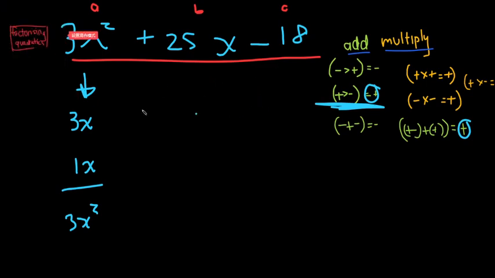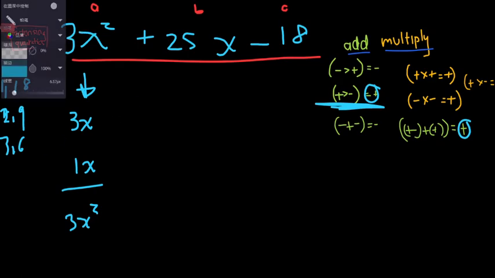Alright, let's go with negative 18. What are the factors of 18? Forget about the negative sign, just think about the 18. What are the factors of 18? We have 1 and 18, we have 2 and 9, and we have 3 and 6. I believe that's all there is, but maybe I'm wrong.